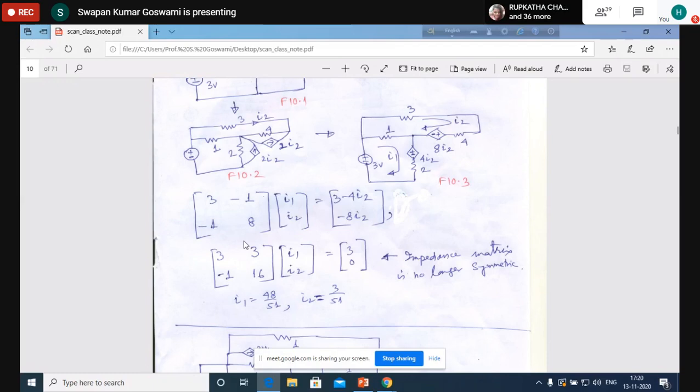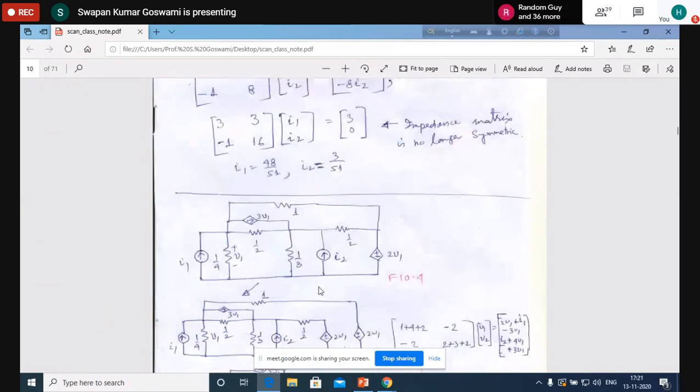Yes, sir. Everybody, it is clear? Yes, sir. Okay. All right, then this is an example. I think I need not explain this. Just with somewhat more complexity is shown here in figure 10.4.